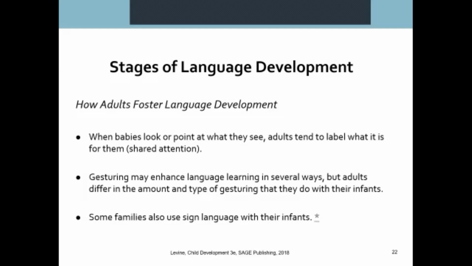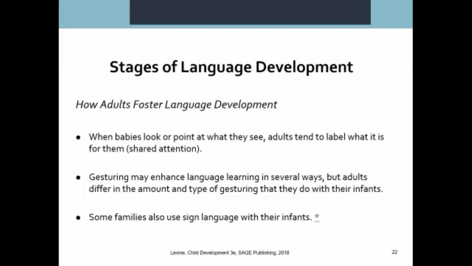Gesturing may enhance language learning in several ways. But adults differ in the amount and type of gesturing that they do with infants. They found that the amount of gesturing that an infant experiences by 14 months is predictive of that child's vocabulary at 4.5 years of age. So a child that experiences more gesturing before 14 months, which is just over a year, tends to have a better vocabulary at 4.5 years of age. So it just shows the importance of early gesturing.